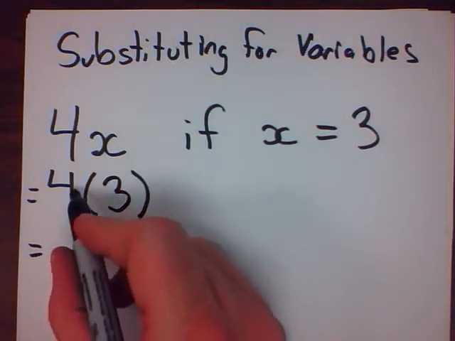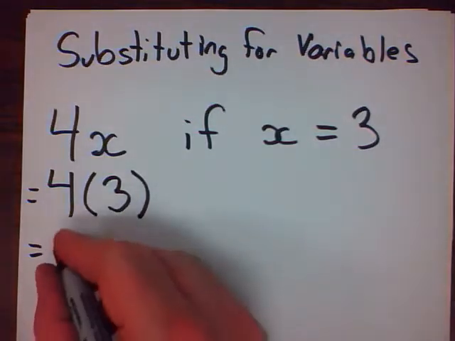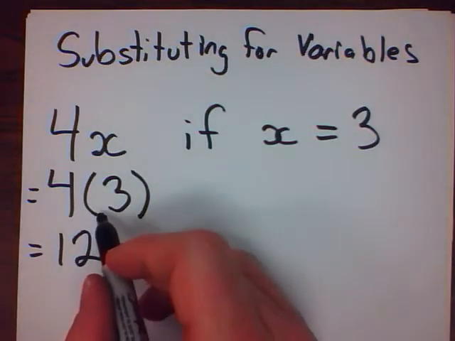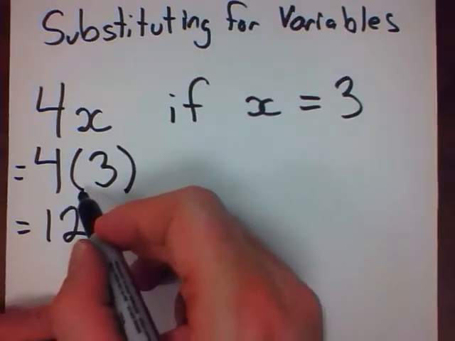Lazy mathematician left out a multiplication symbol. 4 times 3, I end up with the number 12. Why are those brackets so important? Well, let me show you how to do it incorrectly.